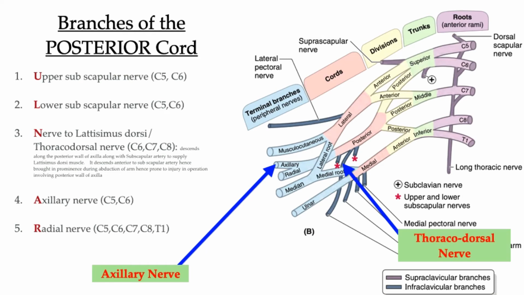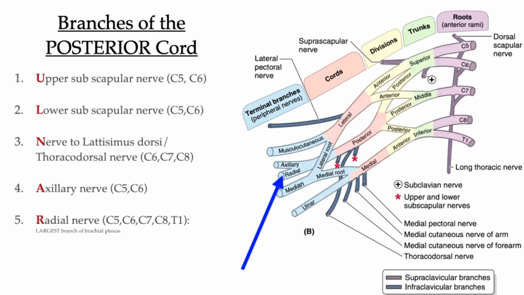The last branch of the posterior cord is the radial nerve. The radial nerve is the largest branch of the brachial plexus. It is responsible for motor nerve supply of all the extensor muscles of the arm and forearm, and it provides cutaneous nerve supply to the lateral 2.5 part of the dorsal surface of the hand.